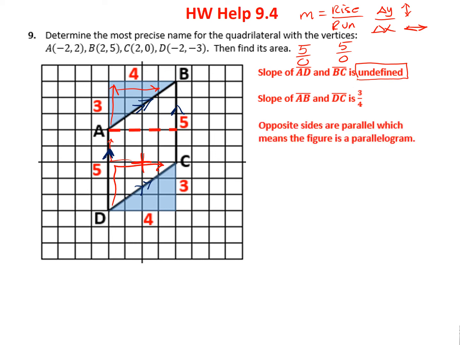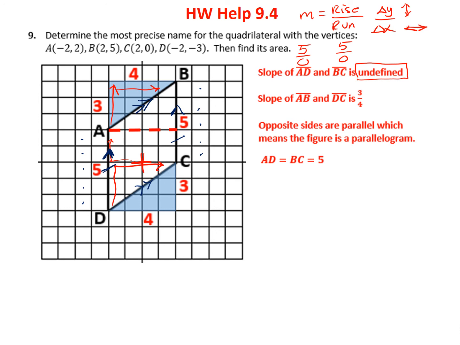Now, to determine if it might be a rhombus, we have to just figure out what the sides are. So notice that AD and AB are easy because we can just count them. 1, 2, 3, 4, 5. 1, 2, 3, 4, 5. So these two sides are equal. And we got to figure out what the other one is.